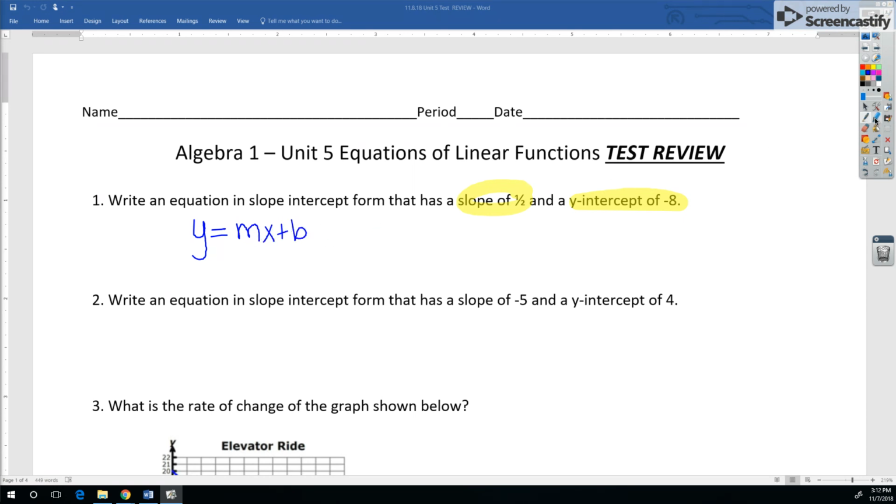We are going to fill in the slope and we are going to fill in the y-intercept, leaving the x and the y as our independent and dependent variables. So my slope is 1/2, that's the variable m. And my y-intercept is -8, so I can write either plus -8 or I can just write -8.